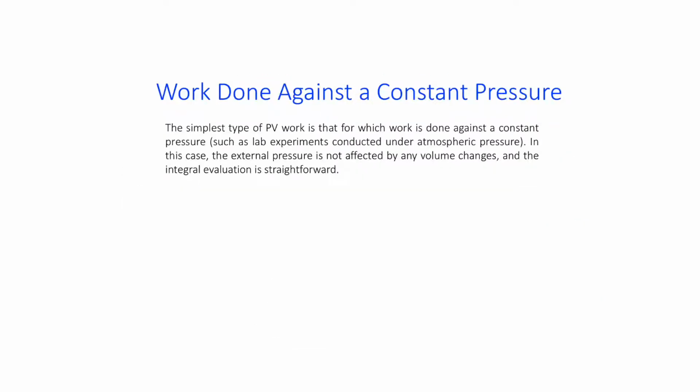All right, the simplest kind of situation you'll encounter for PV work is that for which work is done against a constant pressure. So this would be the example of doing a lab experiment that you conduct under atmospheric pressure. You have that constant external pressure of the atmosphere. So in this case, your external pressure is not going to be affected by any volume changes, and the integral evaluation is really straightforward.